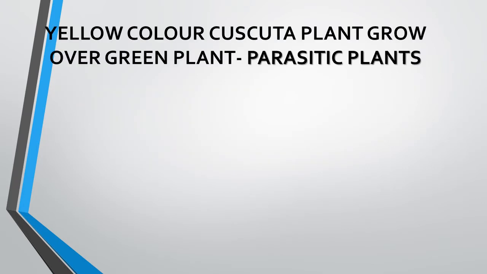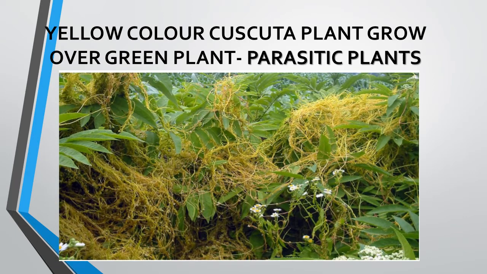So first we will see the parasitic plant. Parasites, as we all studied, means they depend on other plant or animal for their nutrition. In a plant context, a parasite is an organism which lives on or inside the body of another organism. It can take shelter and food from that organism. One such example we are going to study is this Cuscuta plant or dodder plant.